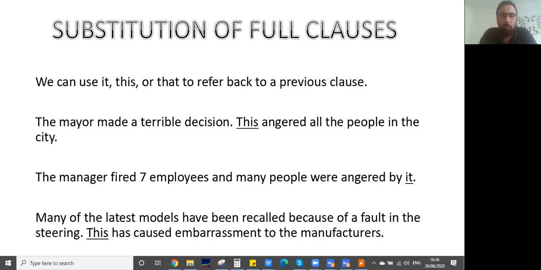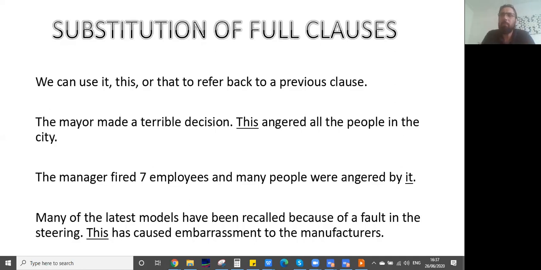Okay, so what's this referring to here? Okay, that's the thing. So here we're saying many. Yeah, the first sentence, we're talking about the whole situation here. Yeah, the whole situation of the models being recalled, it embarrassed the manufacturer. Okay, so that was very embarrassing for the manufacturer because it had a fault.